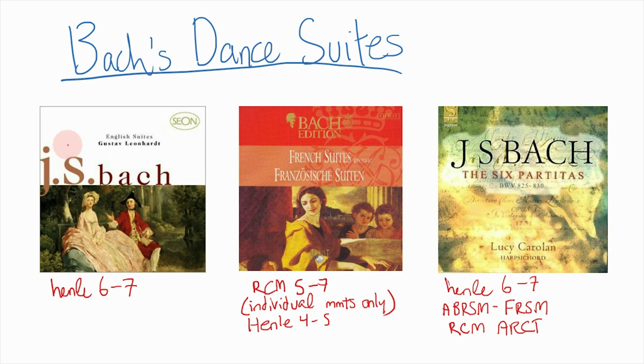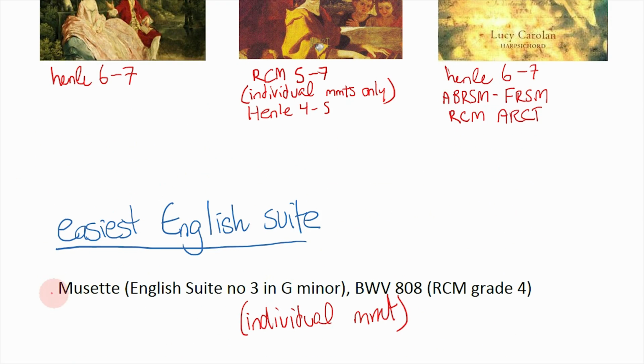As I mentioned, each suite is a collection of several dance movements, but you could pick out certain individual movements and play them a little more simply. Probably the easiest individual movement from the English suites would be the Musette number 3. So check that out if you want to get into some of Bach's dance music.